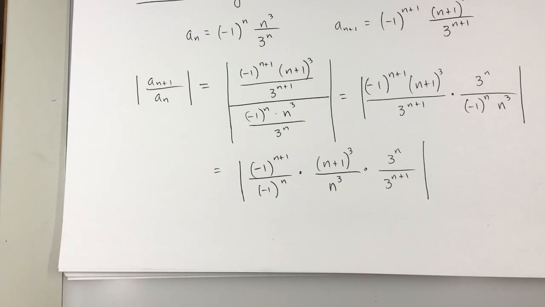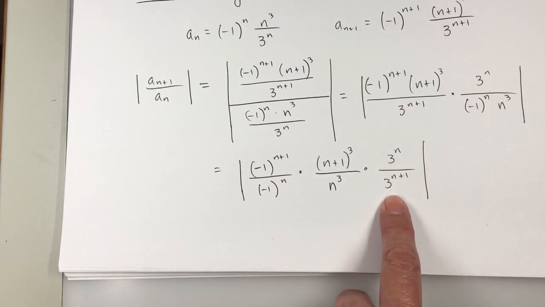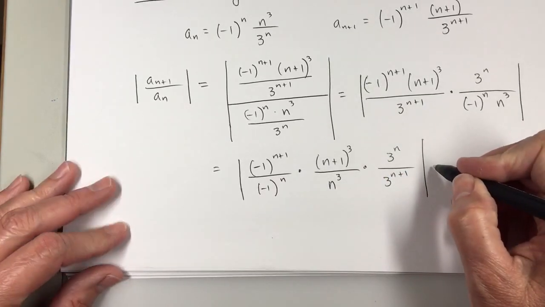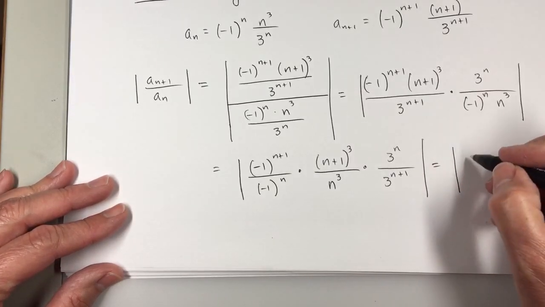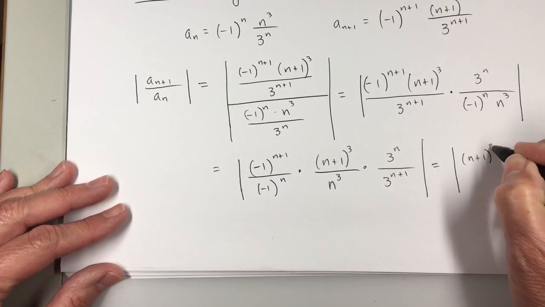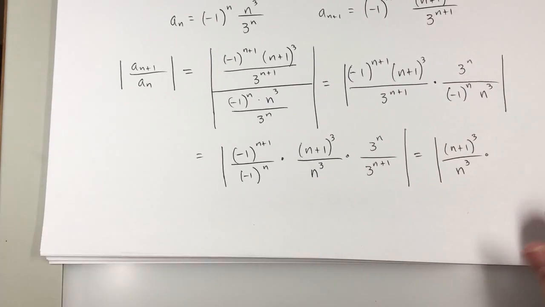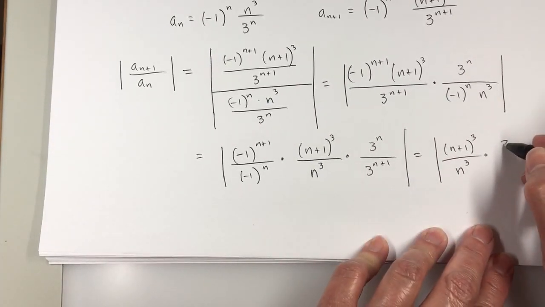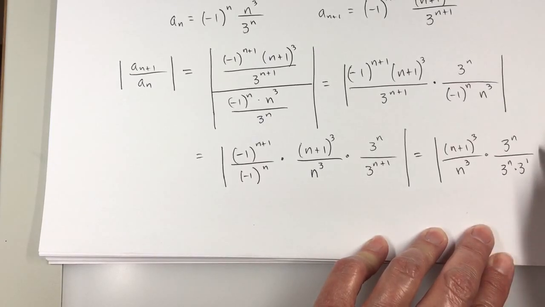Now, because I have absolute value, what happens with these -1s? They're gone. And then I'll have this fraction times this. How does this reduce? It's 1 over 3. So there's a couple of ways you can think about that. N plus 1 cubed over n cubed. What I saw a lot of when I took calculus is they did this. 3 to the n over 3 to the n times 3 to the first.